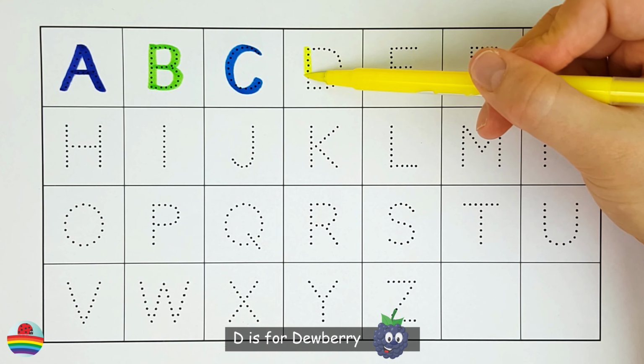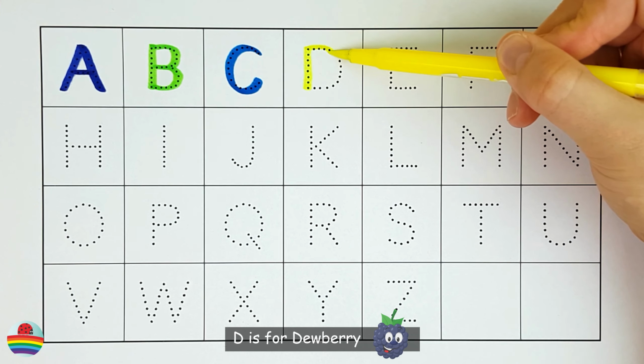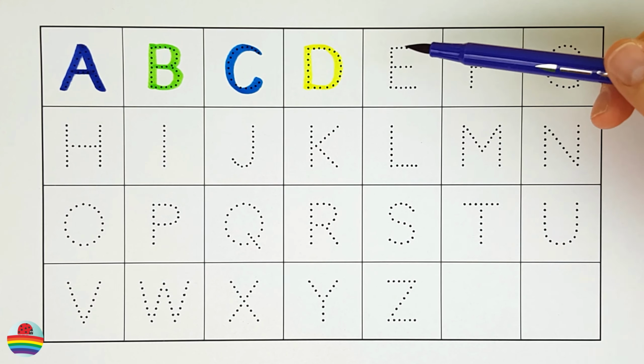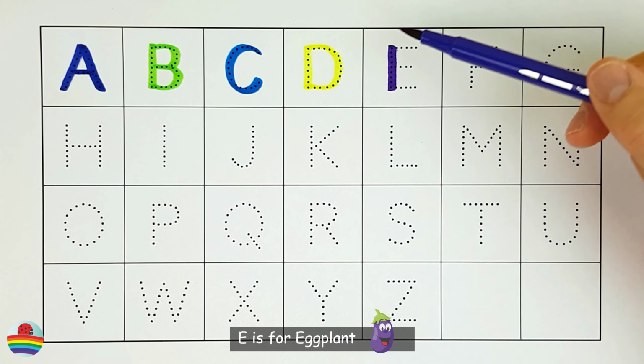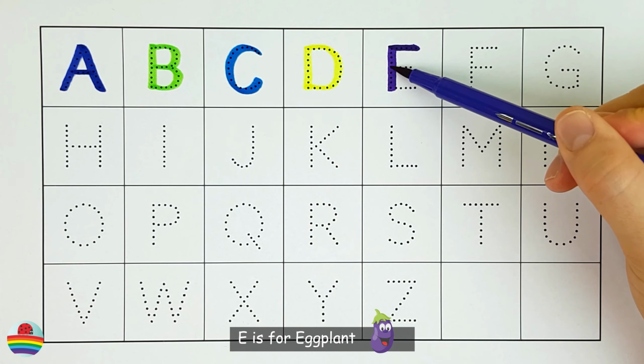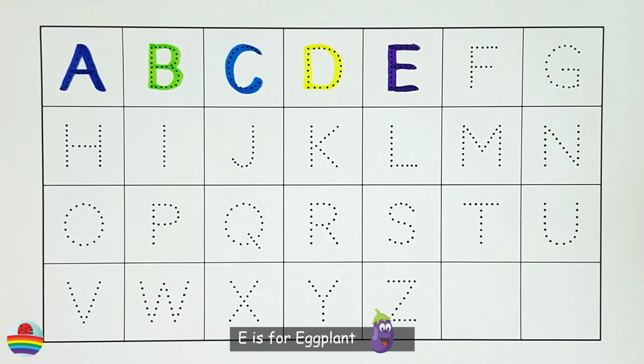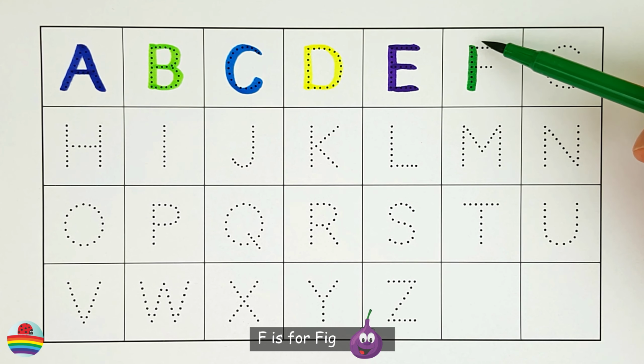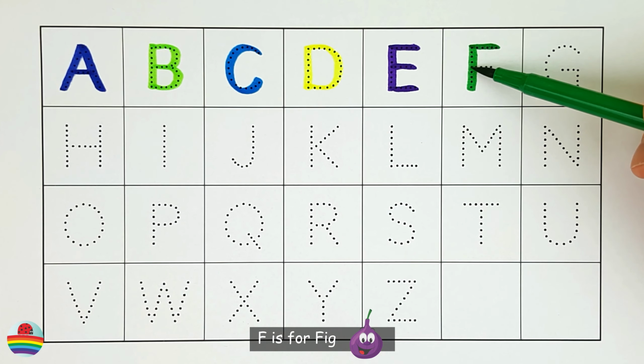D. D is for dewberry. D. E. E is for eggplant. E. F. F is for fig. F.